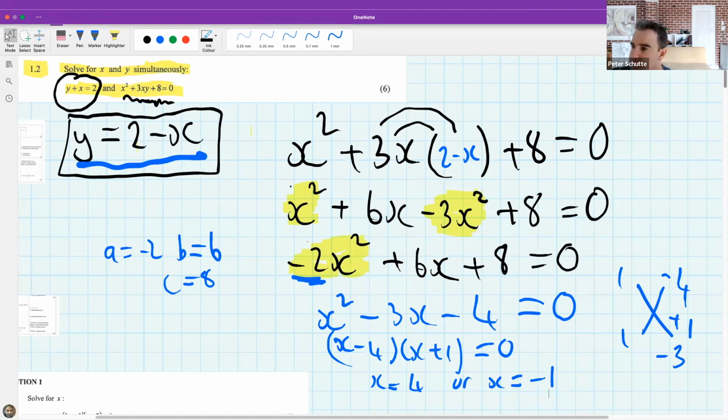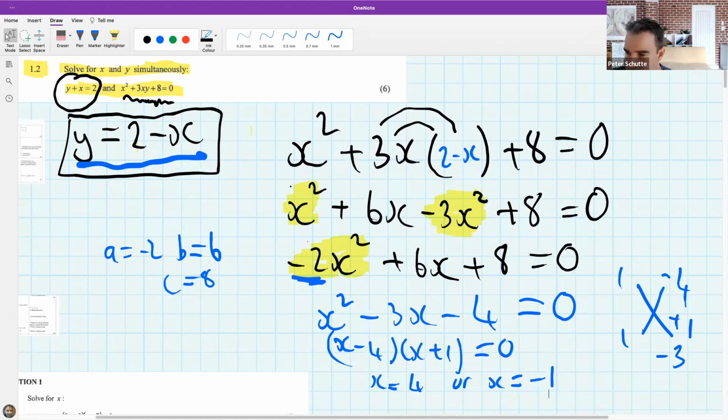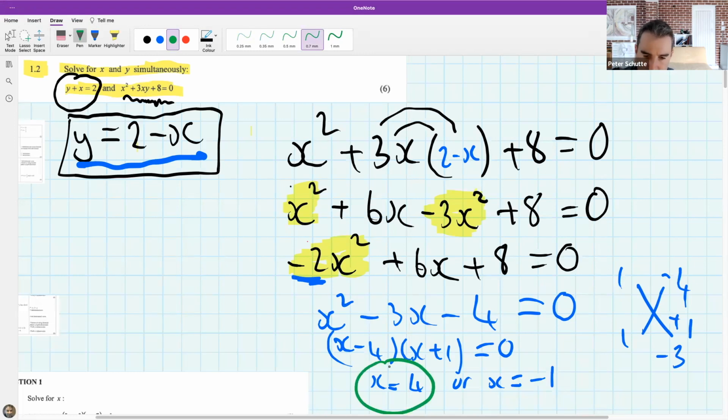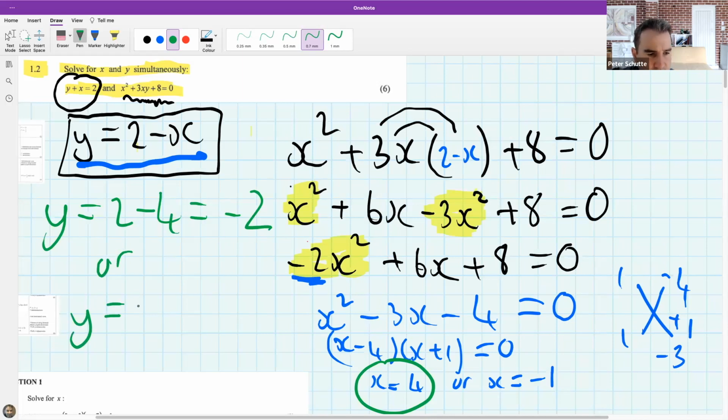Hello, sir. Hey, how's it going? Good, sir. Very good. How did you get the y values? So I just substituted the x value that I got into the equation y equals 2 minus x. Okay. So did you get -2? Yes. And for the second one, for the -1 x value, what did you get? I got 1, sir.